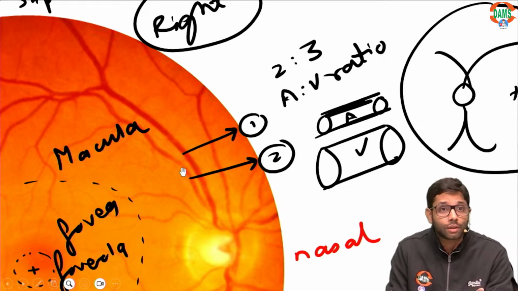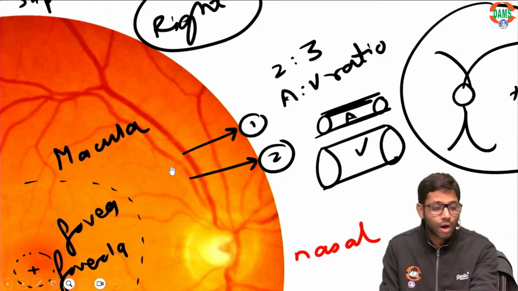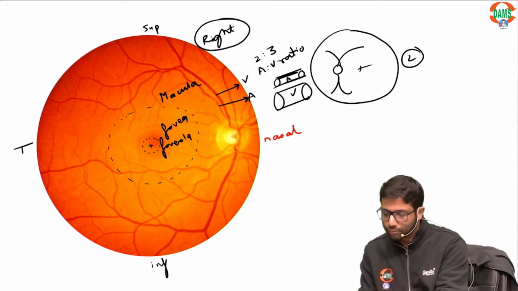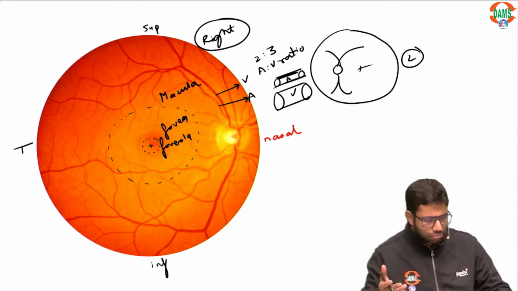2:3, the lumen is the ratio. So the artery lumen is narrow. So this is the one which I mentioned. 1 is a vein, this is the artery. Okay, good answers everyone. This is a basic.